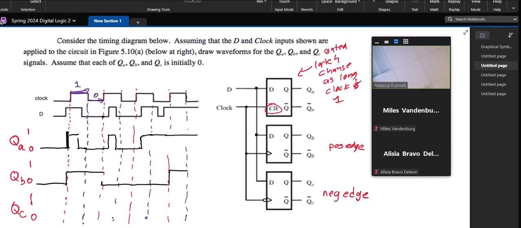And for the last one, for the negative edge triggered, it says it starts at 0, so it's initially 0. It can't do anything till it gets to the negative edge. When it gets to the negative edge, it looks at D. D is 0, so it stays 0 till the next negative edge. At the next negative edge, it's still 0, so it stays 0. At the next negative edge, it's 1, so it becomes 1, and it stays there until the end.